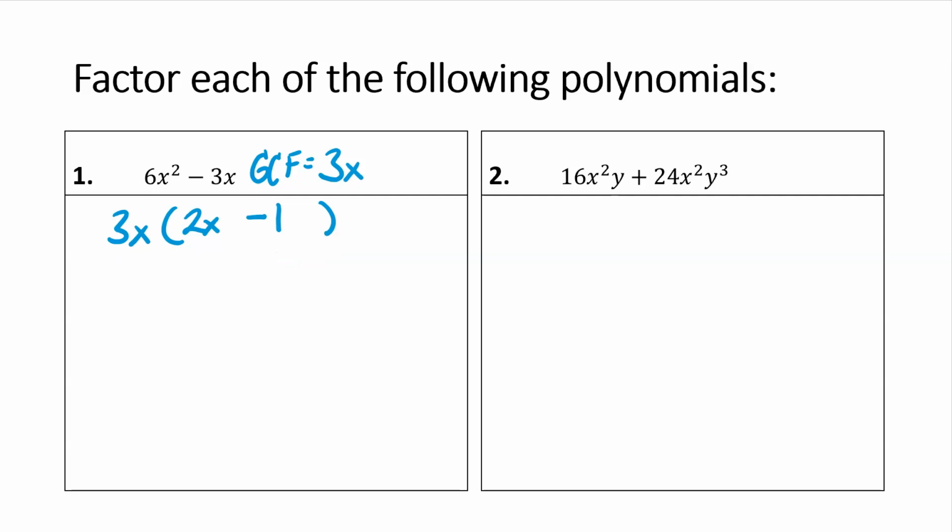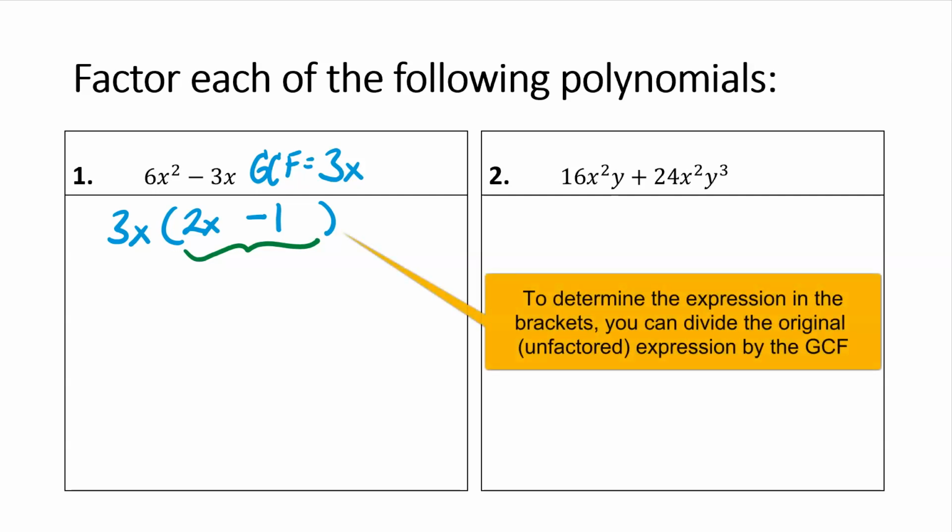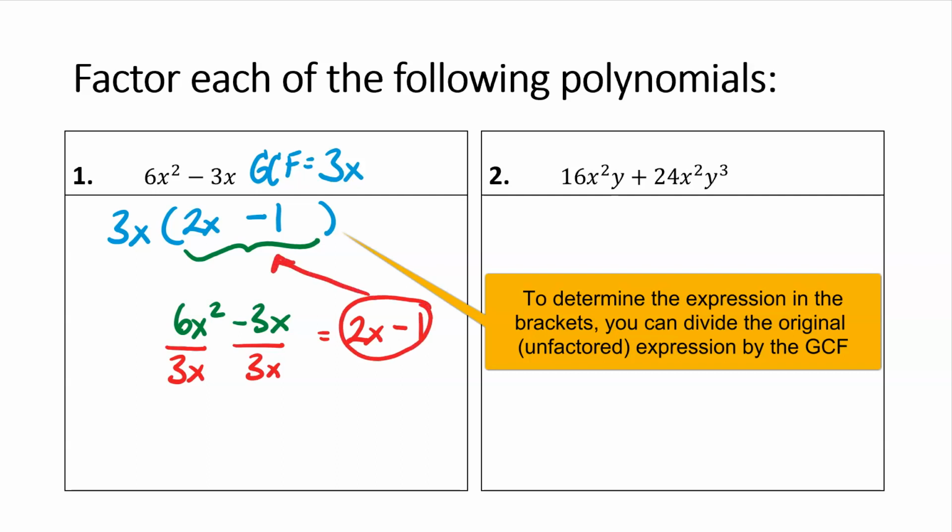Now, if you're having trouble figuring out what to write for this expression, another way to think about it is you had your 6x squared minus 3x, and you can divide that original expression by the greatest common factor. So we'll divide these by 3x: 6x squared divided by 3x is 2x. Negative 3x divided by 3x is negative 1. So 2x minus 1 is what would go in those parentheses.